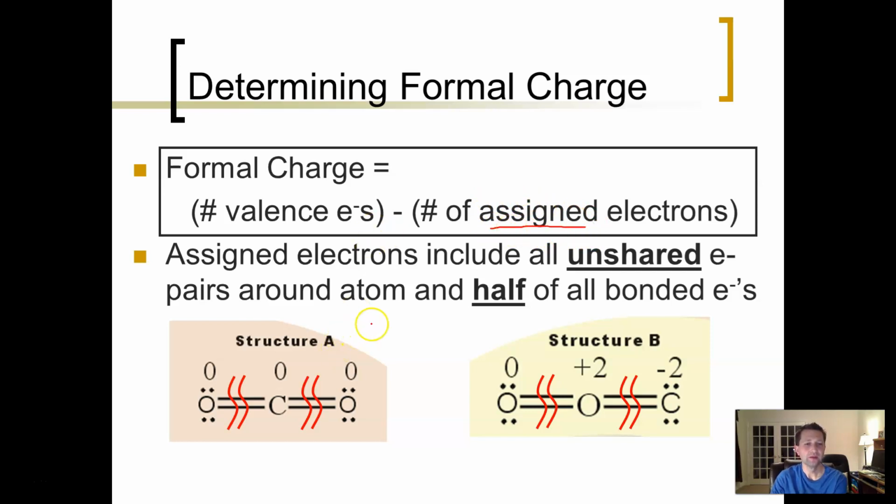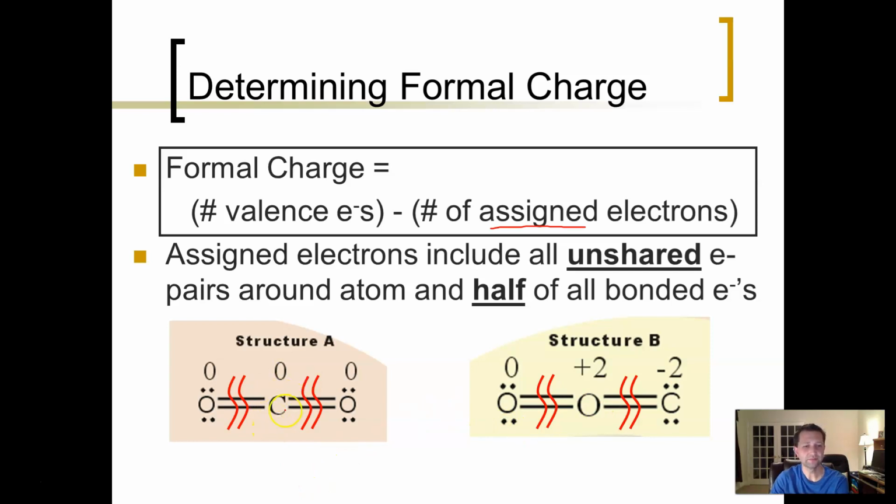Okay. What are assigned electrons? They're all the unshared electron pairs and half of the bonded electrons. So some students get confused by this, but don't be. I have two pictures here. So these are two structures that are technically correct for carbon dioxide, for CO2. So the one on the left, you'll recognize is the preferred structure. Well, why is that? We'll find out why in a second here. And the one on the right is still a valid structure. You're just not going to see this one as the preferred structure.